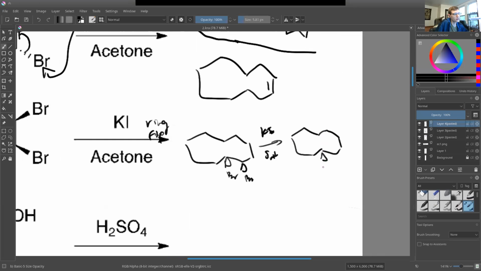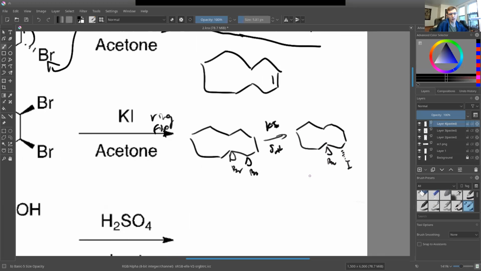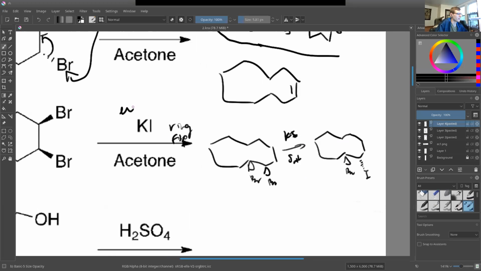And so one of these two inverts. If you have excess potassium iodide, and whenever they say excess of something, that means you have a whole bunch of it, you can do the reaction a couple times. From there, you could use potassium iodide again, and now these are anti-periplanar, so you could do the reaction. And so now you get a trans double bond here like that.